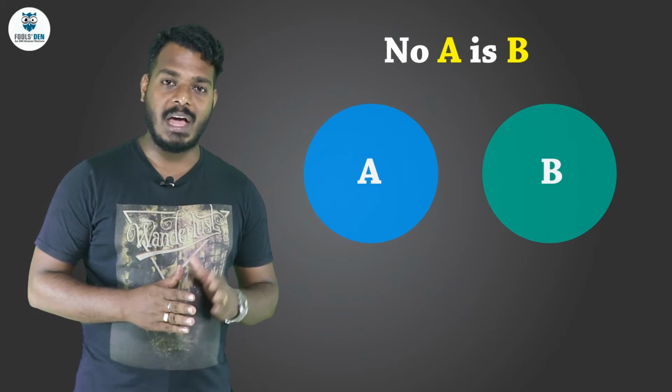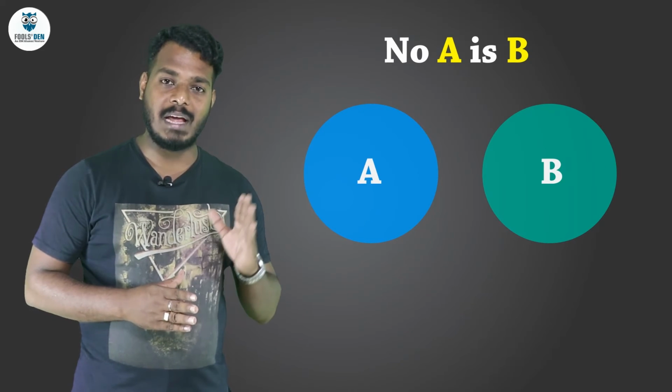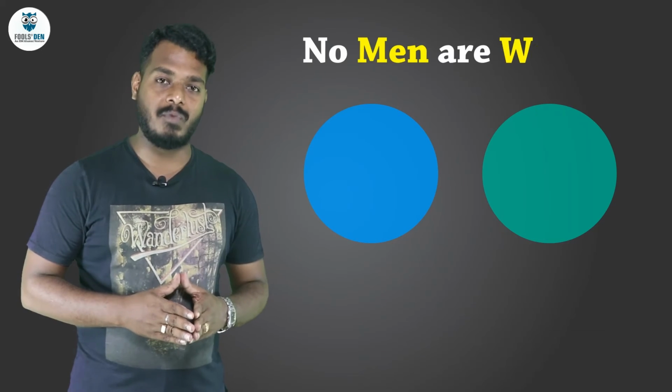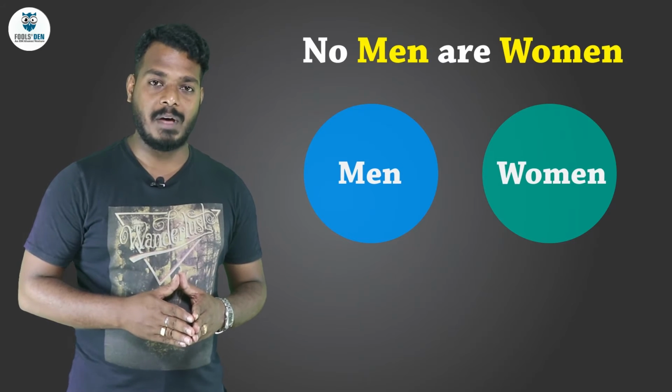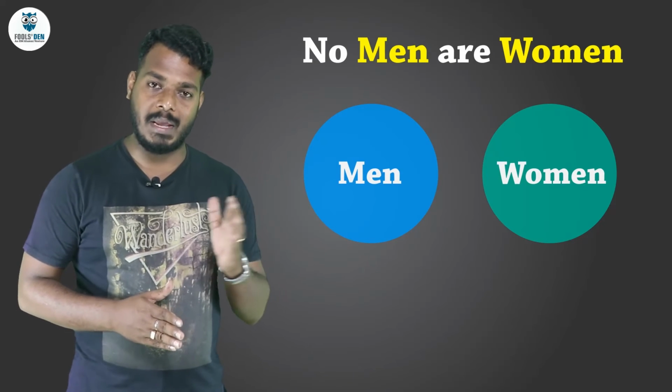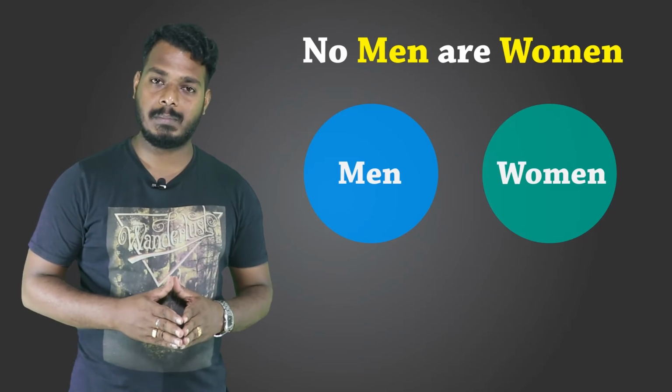Next concept, if I say no A is B, it will be represented something like this. Here we have two distinct circles, that of A and B, with no common area between them. We can take another example. Say if I say no men are women. This can be represented by two different circles which have no common area, because obviously men are different from women.